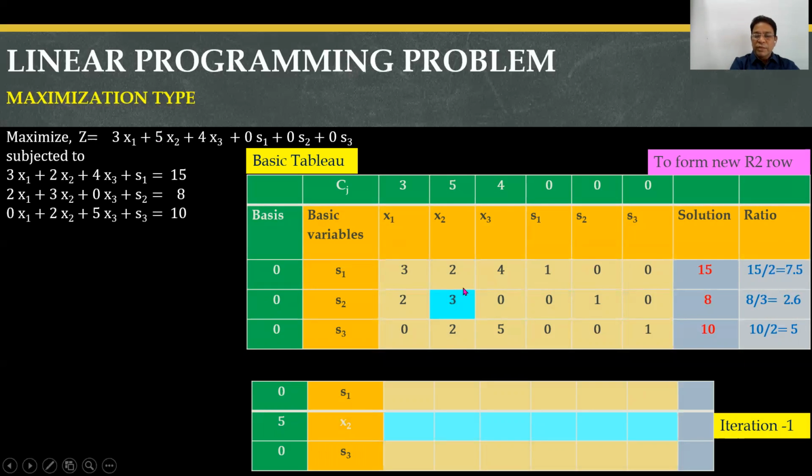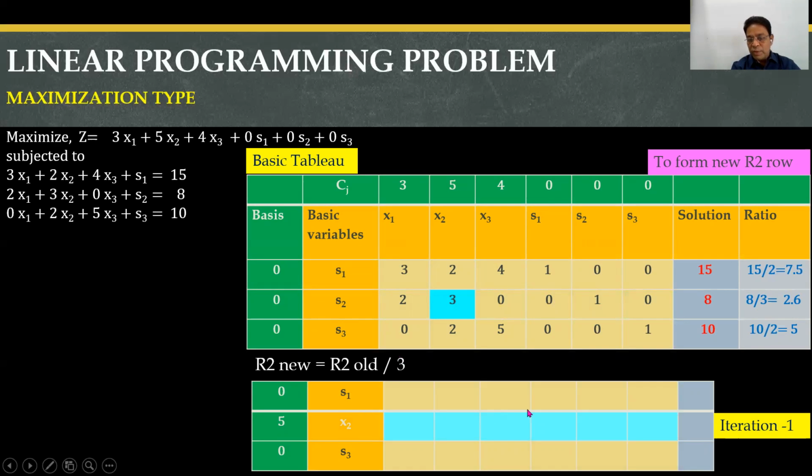So every time when we get the key element, the next step would be to convert the key element into 1. So we cannot just convert this 3 into 1. We cannot replace this 3 by 1. So how to replace it? In order to replace this 3 by 1, the best thing that can be done is divide the entire row by 3. So we can see here R2 is the row.